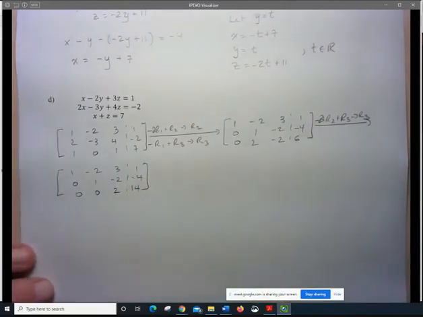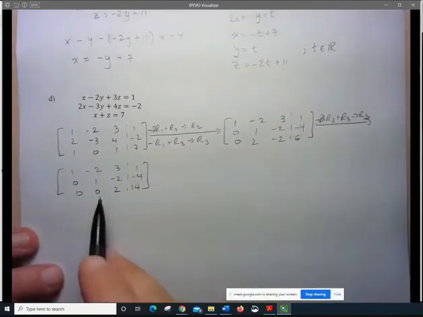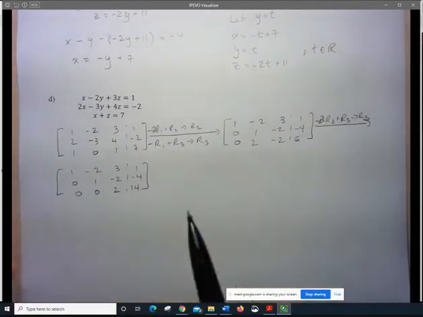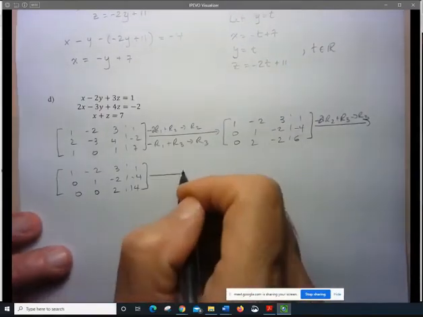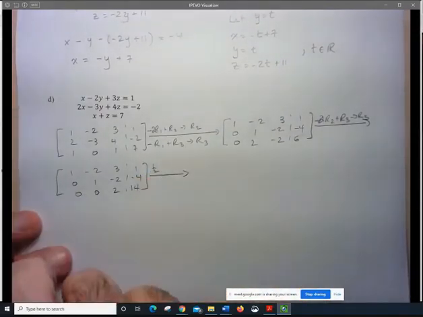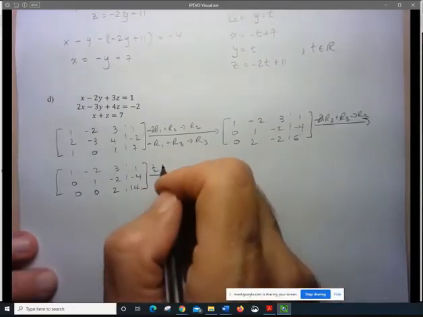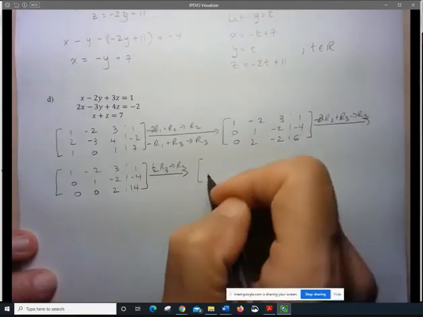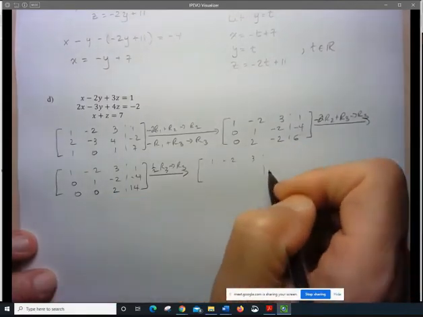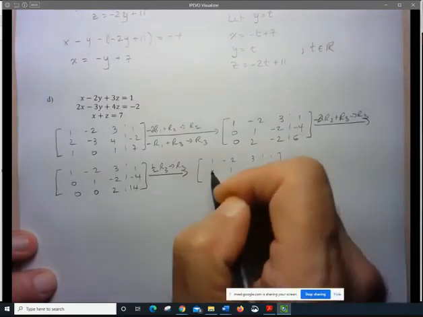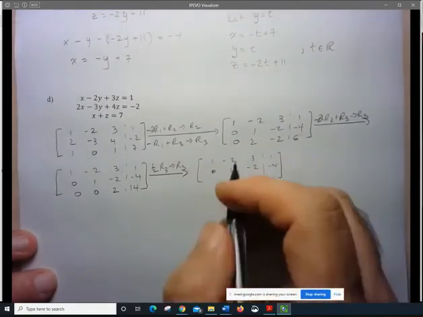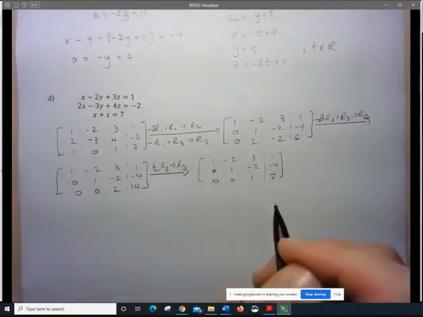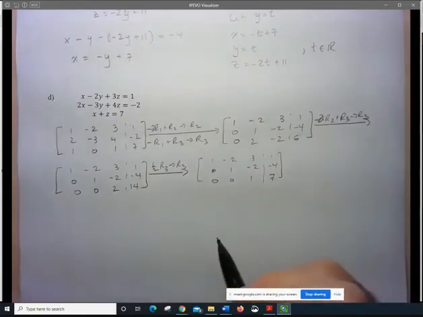Okay, and so from here, I could solve 2z equals 14 and solve that way. But just for the fun of it, let's keep going to reduced row echelon form. So first thing I'm going to do is 1/2 R3 into R3 just to make this nicer to work with. 1, -2, 3, 1, 0, 1, -2, -4, 0, 0, 1, 7. Okay, so right off the bat, I know that z equals 7 is one of my answers.